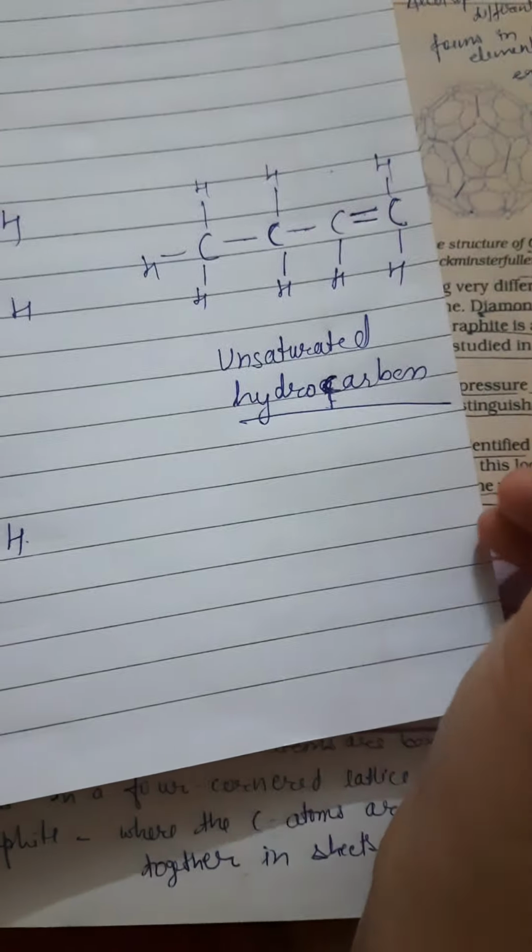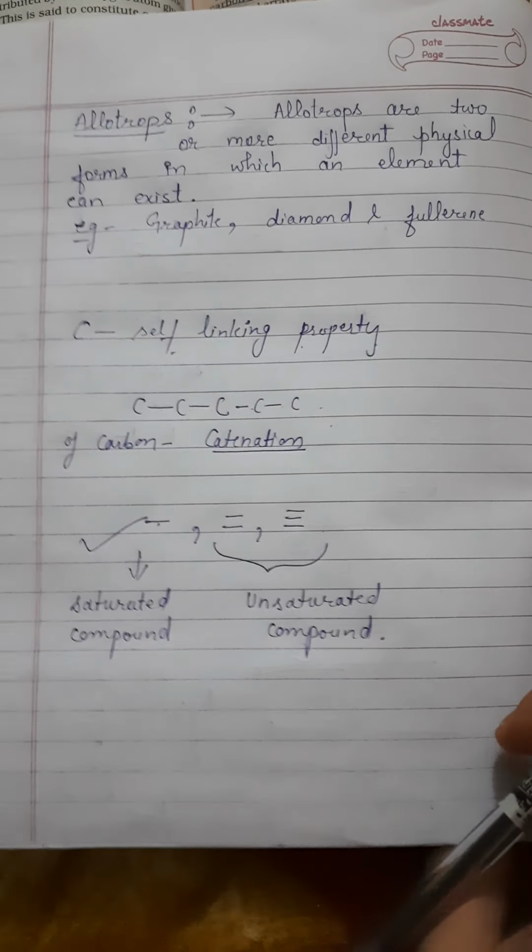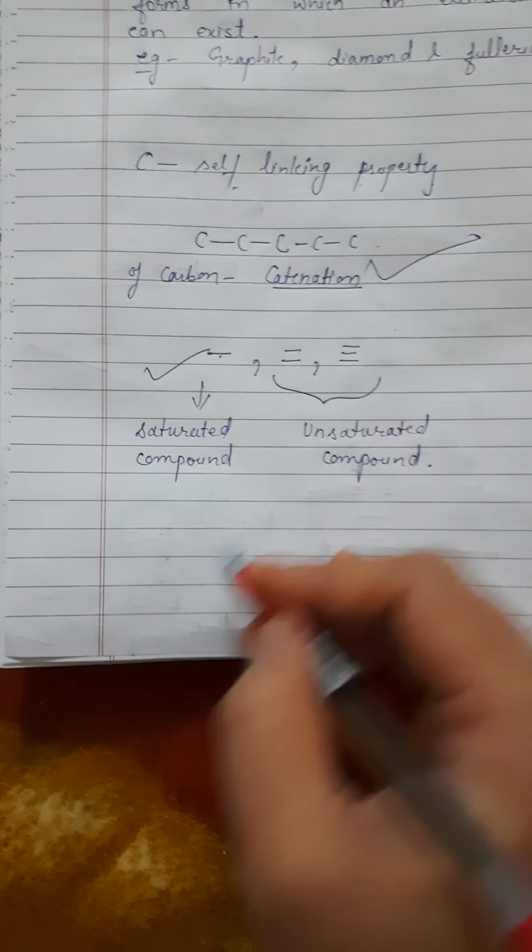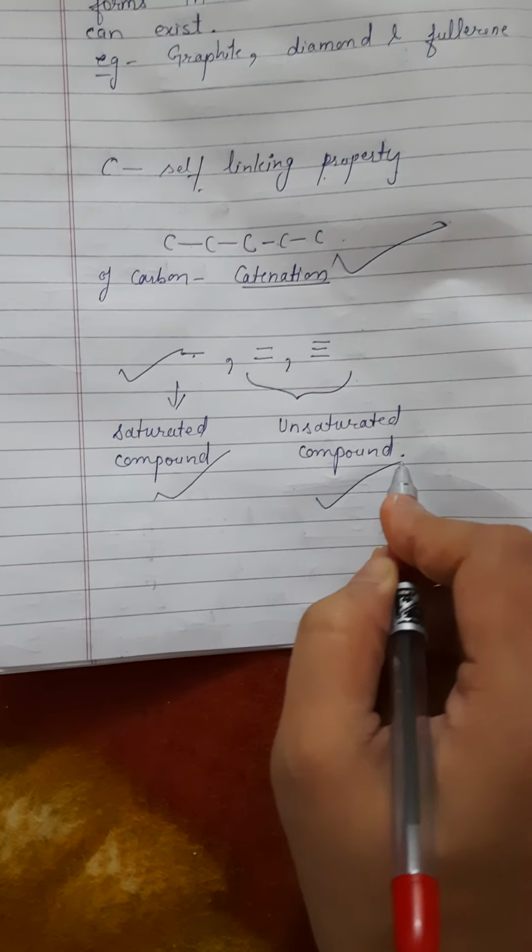So from here you can now understand the meaning of allotropes, what the catenation property is, and what saturated and unsaturated compounds are.